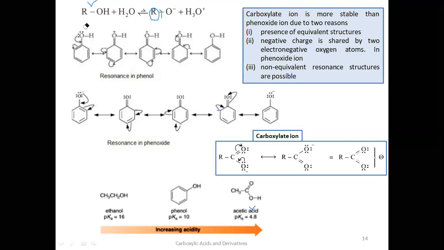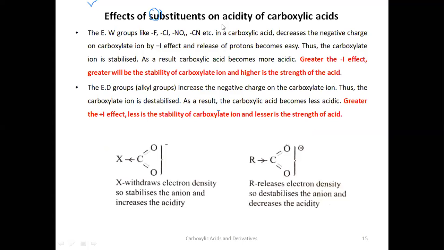We have compared the acidity of carboxylic acid with phenol. Now let us compare the acidity of aliphatic and aromatic carboxylic acids, and also study the effect of substituents, how they affect the acidic strength of carboxylic acid. So, the effect of substituents on the acidity of carboxylic acid. Let me erase this one first.